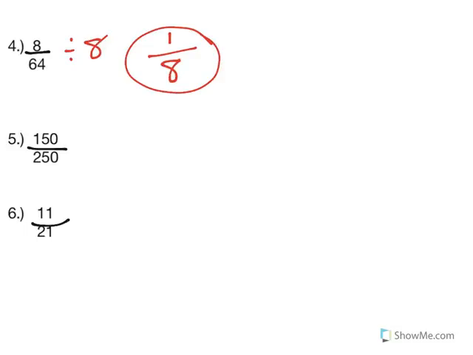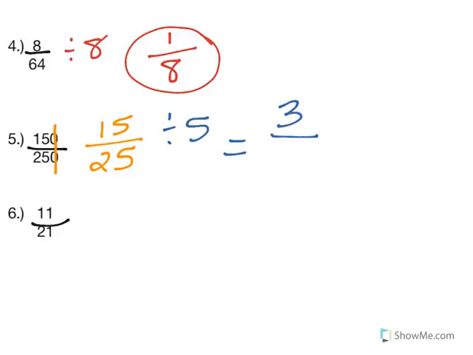In number 5, you see that they both end in a 0. If two things both end in 0, you can cross them out, and that's the same as 15 over 25. Well, they both end in 5. So if I reduce by 5, 15 divided by 5 is 3, 25 divided by 5 is 5, and there's my final answer.